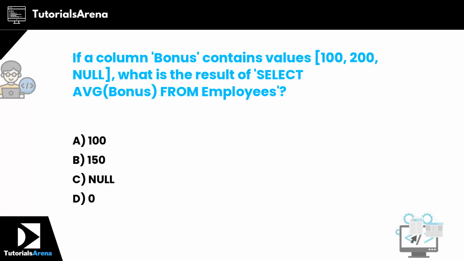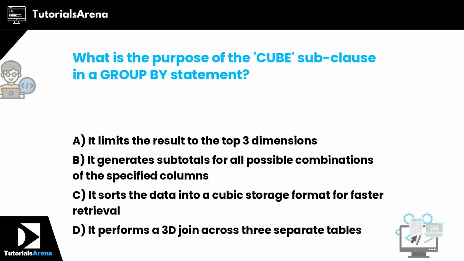If a column bonus contains values 100, 200, null, what is the result of select AVG(bonus) from employees? Answer is B, 150. What is the purpose of the CUBE subclause in a group by statement? Answer is B, it generates subtotals for all possible combinations of the specified columns.